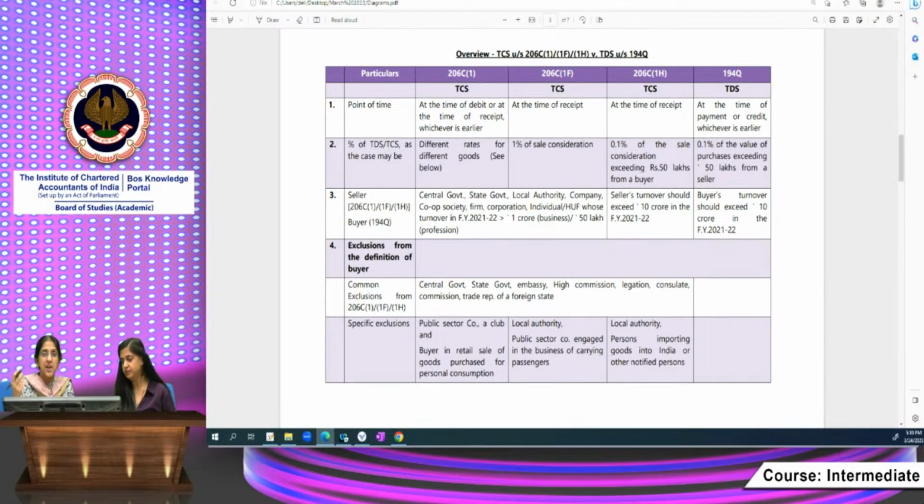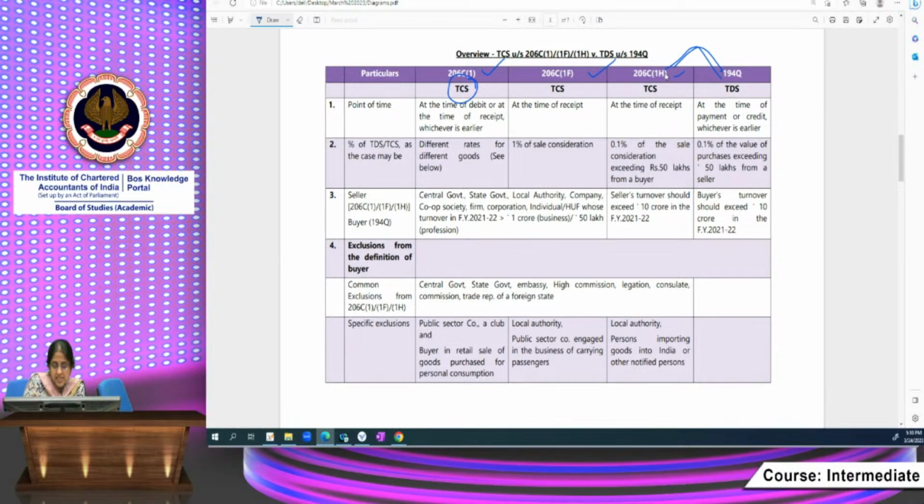Okay, so we'll continue. We'll try to wind up as quickly as possible. Basically, what we wanted to tell you was the interplay between TDS and TCS, the provisions of 194Q and 206C(1H). But for that you have to understand the other provisions also. As far as TCS is concerned, 206C(1), there is 206C(1F), 1H. There are other sections also. Because the interplay is involved, we are basically taking these three sections.